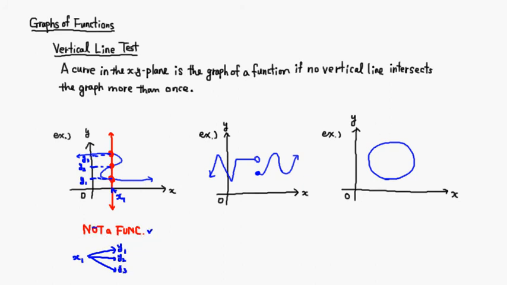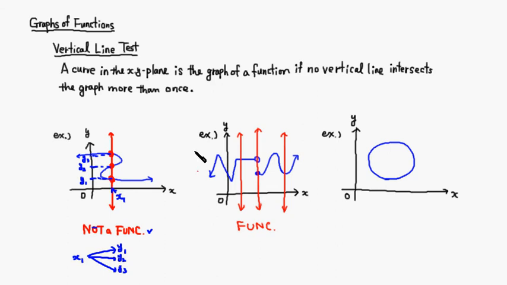All right, let's look at the second graph. Here, no matter where you draw a vertical line, you can only intersect the graph once. If you draw a vertical line right here, it misses the graph there, but it hits only once. So no matter where you draw a vertical line, we can only intersect the graph once. Therefore, it passes the vertical line test, and therefore this is a function.